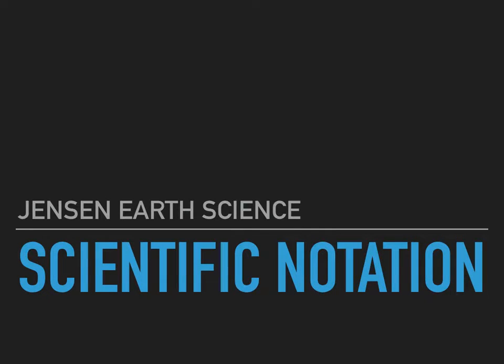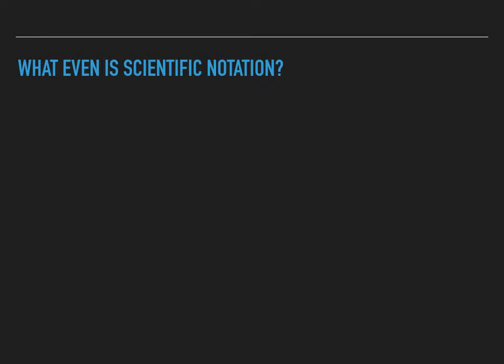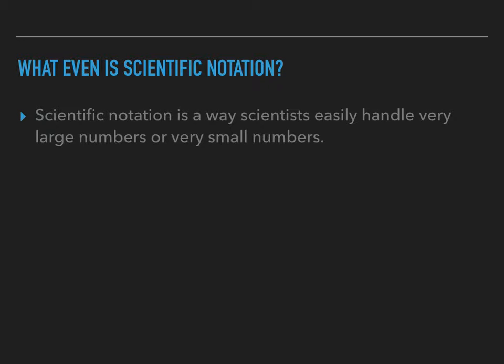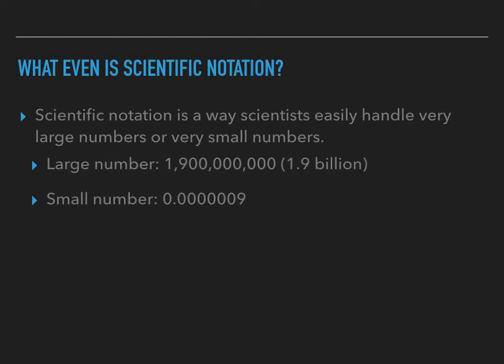In this presentation, I'm doing an overview of scientific notation. What even is scientific notation? Scientific notation is a way scientists can easily handle very large numbers or very small numbers. An example of a large number will be 1.9 billion, and an example of a small number will be 0.000009.